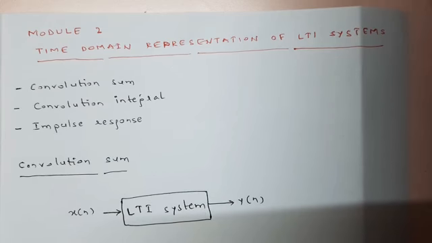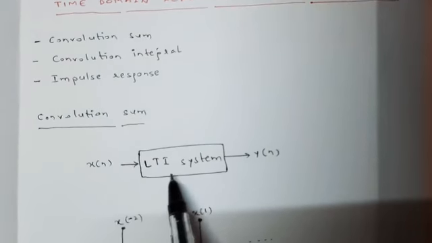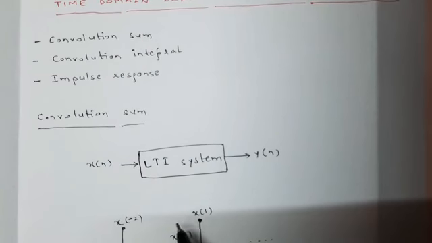An LTI system can be represented, or the input and output of an LTI system can be related, through convolution sum or convolution integral or impulse response of the LTI system. First, we will learn convolution sum. Let us consider an LTI system which has input x of n and output y of n.